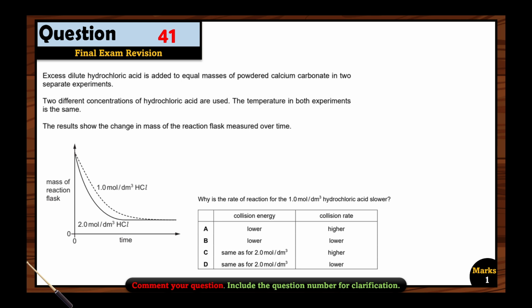Question 41. Excess dilute HCl is added to equal masses of powdered calcium carbonate in two separate experiments. Two different concentrations of HCl are used. The temperature in both experiments is the same.